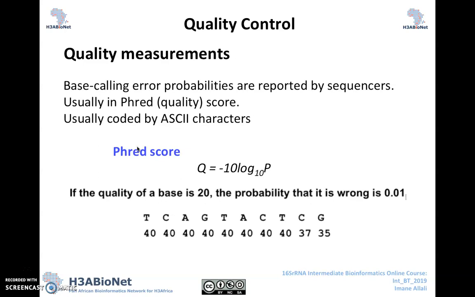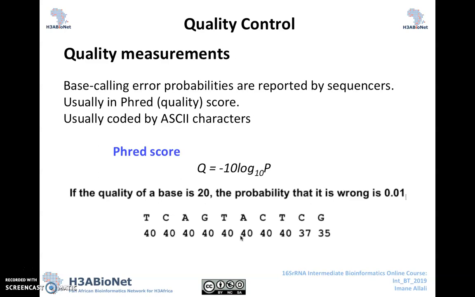So for quality measurements, we use the Phred score. You can see here the formula. If the probability that the base is wrong is 0.01, and you calculate this formula, the Phred score you will find is 20. So 20 means that the probability that this base is wrong is 0.01. Here you can see an example. For the first base, T, the quality is 40, and so on.